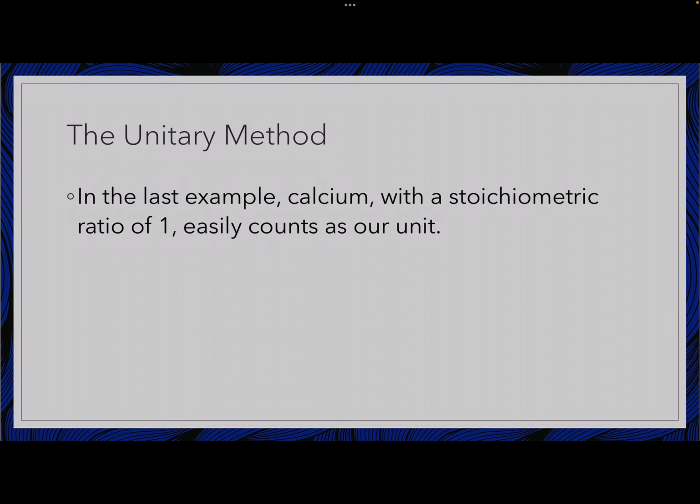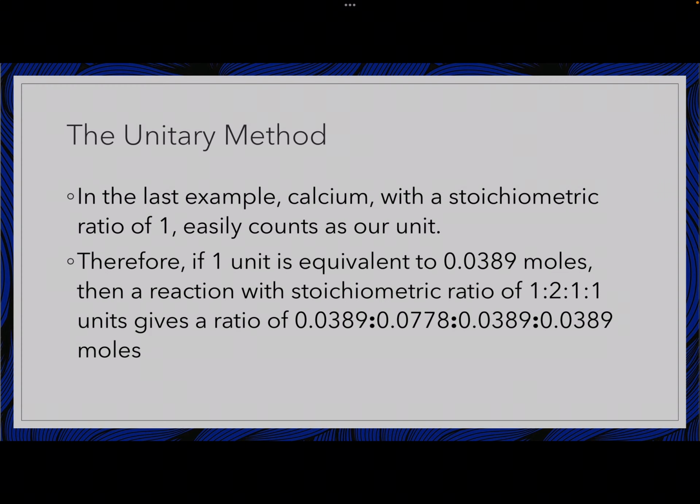Basically, in the last example, calcium had a stoichiometric ratio of 1. So that easily could count as our unit. Okay. So again, having a look at our reaction, it was 1 to 2 to 1 to 1.